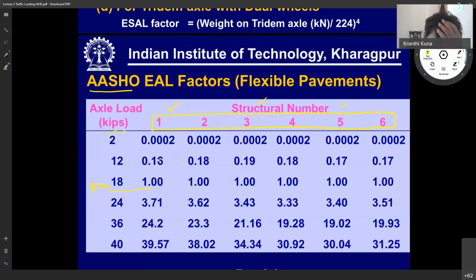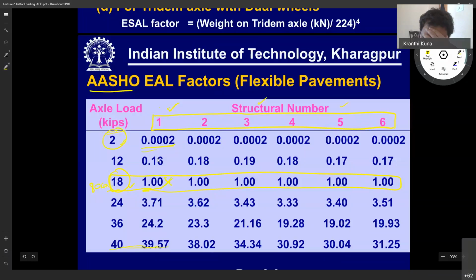So 18 kips is close to 80 kilonewton. Okay, 18 kips is equal to 80 kilonewton. You can see for that the equivalent load factor will be 1, same as whatever we use. But for 2 kips it is 0.02. Say 18 kips is causing 1x damage, whereas relative to 18, a 2 kips axle is causing 0.002x, whereas 40 is causing nearly 40 times of x.